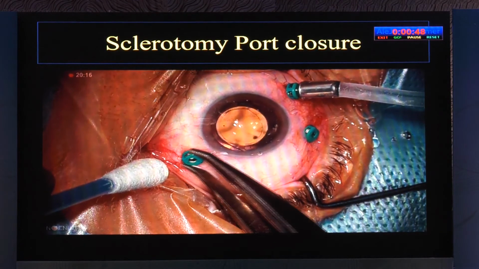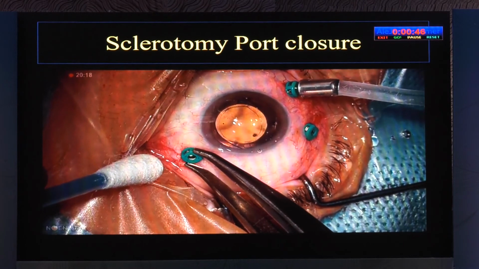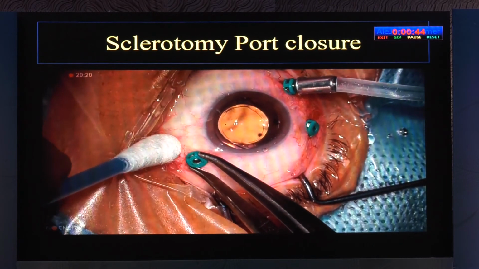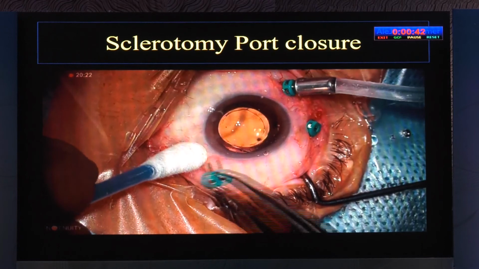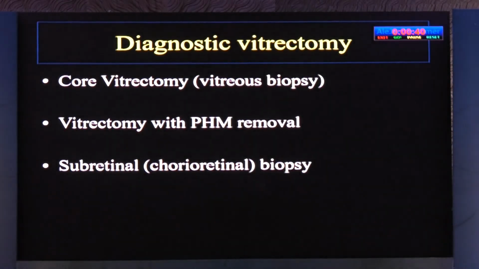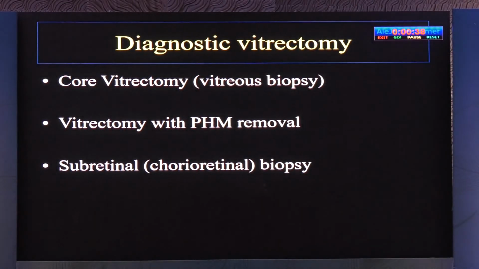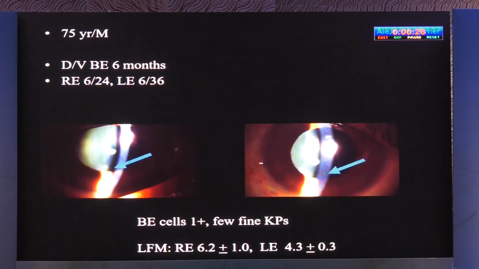So the port closure, if it is not leaking, it's okay, you can leave it like that. But if you have the slightest doubt, you can suture the ports. So diagnostic vitrectomy can be a core vitrectomy, which is known as the vitreous biopsy, or sometimes with posterior hyaloid removal. We usually advise against inducing the PVD and then subretinal biopsy. So this is an example where core vitrectomy is required.